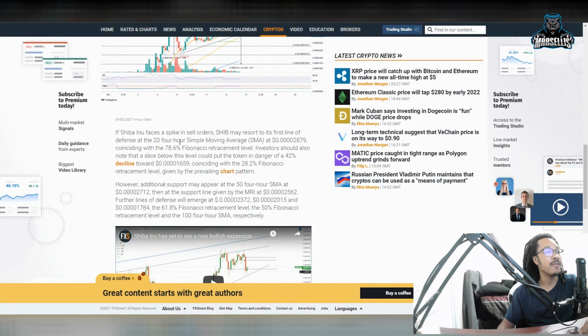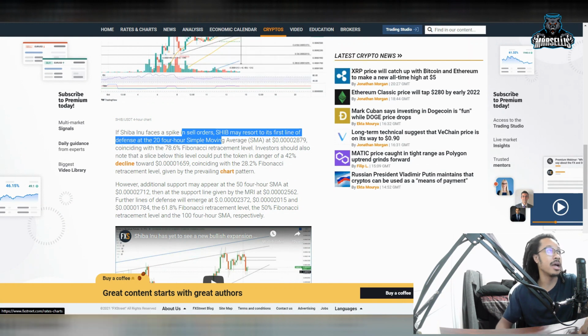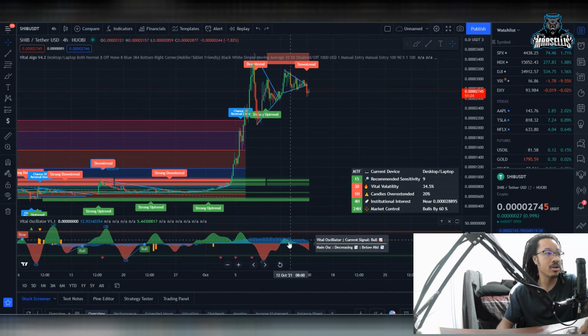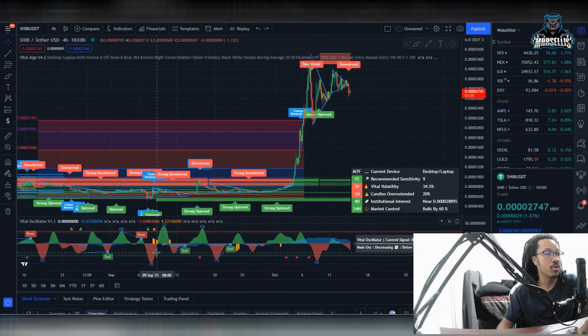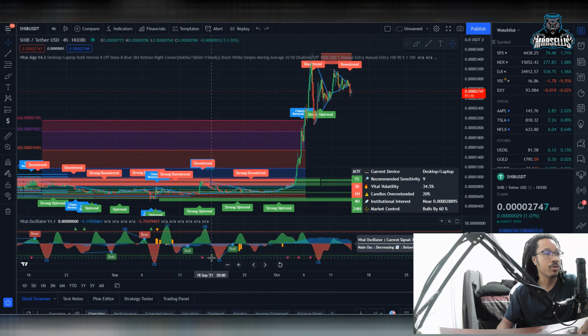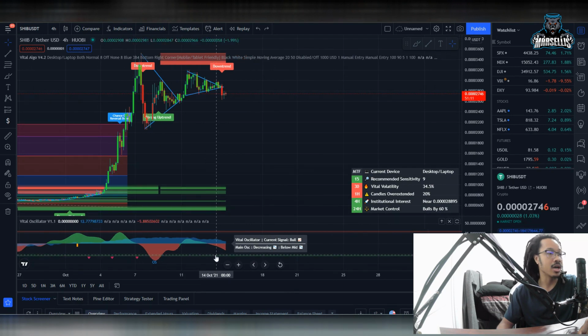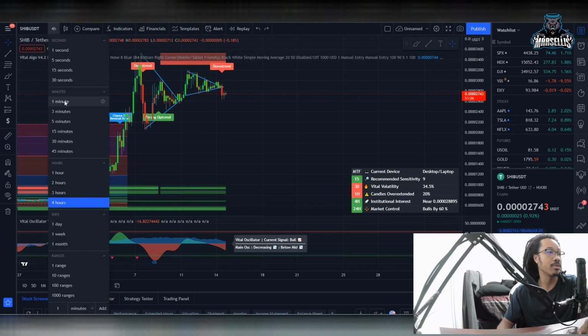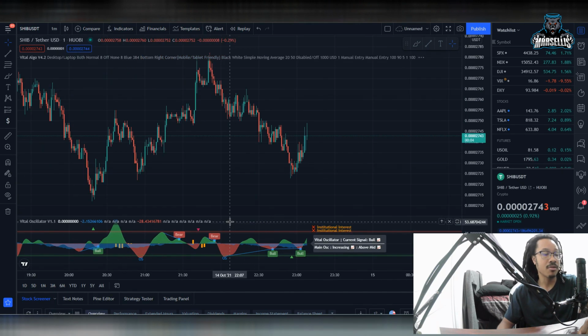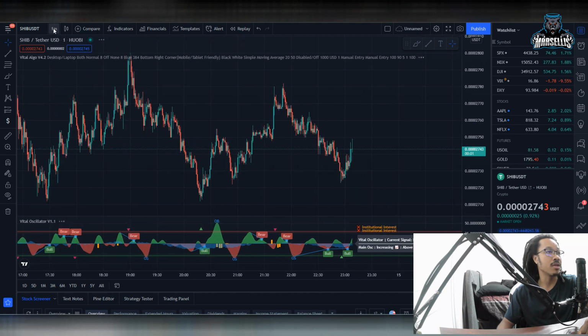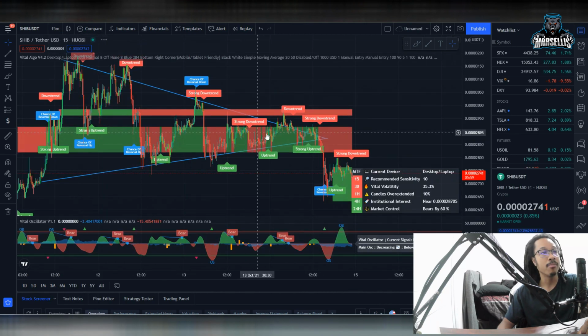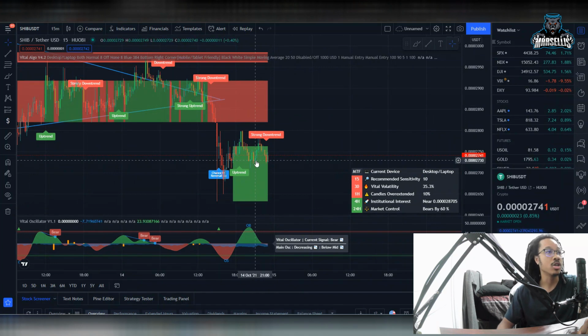But anyways, if Shiba Inu faces a spike in sell orders, Shib may resort to its first line of defense at 28.79. We have had a spike in sell orders, as you can see here with the oscillator. Oversold here, oversold here. Scroll back, oversold here, oversold here. We're having so many different overselling happening inside of Shiba Inu, and you can even see here at the end of the oscillator that we're inside of a bearish pattern there. At the end of the oscillator, it's starting to become bearish there. So big stuff going on right now with Shib. We can definitely keep watching out for it and see what happens. But right now it's on a temporary downtrend, so definitely be aware of that.